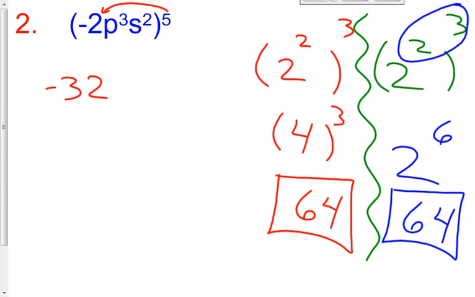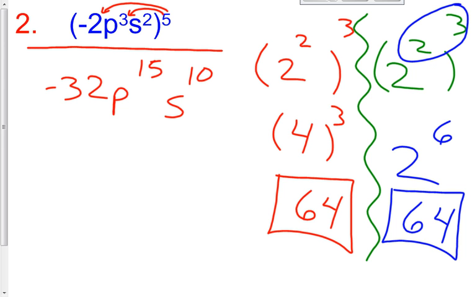Now we have p cubed raised to the 5th. When we have an exponent raised to an exponent, we multiply to get p raised to the 15th power. And then we have s squared raised to the 5th, which means we multiply those two and get s raised to the 10th. Our answer, when we simplify, is a negative 32, p to the 15th, s to the 10th.